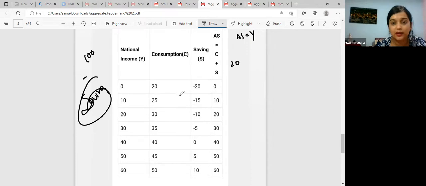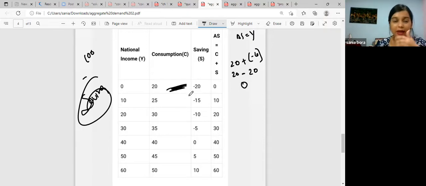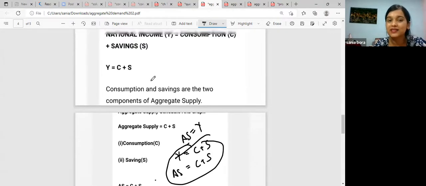So 20 plus minus 20, right? These two things. So 20 minus 20. So your answer is 0. You got 0? Yes. I'm just telling you how you're going to solve these two. But being a clever student, you already know that your AS is equal to income. So whatever your income is, your AS will be the same as your income. We already discussed that. Yes?